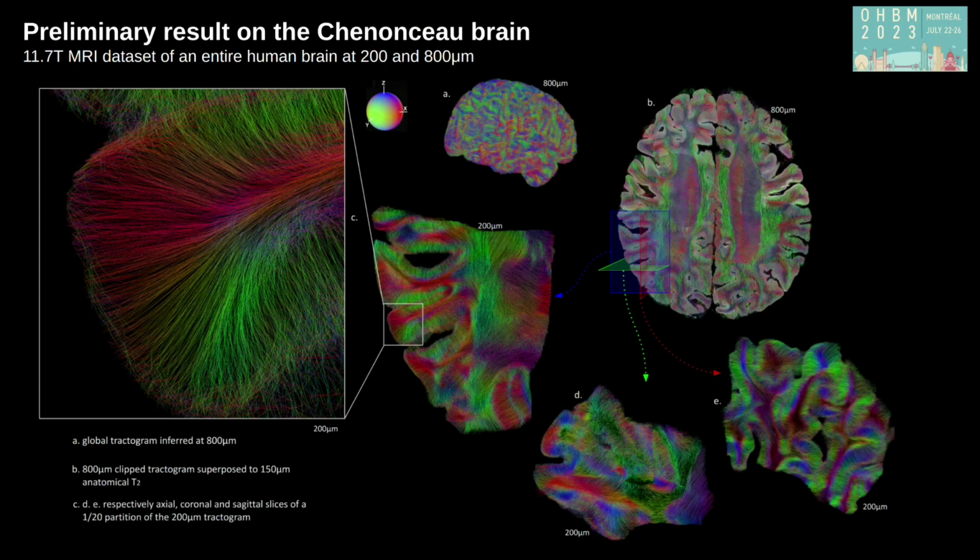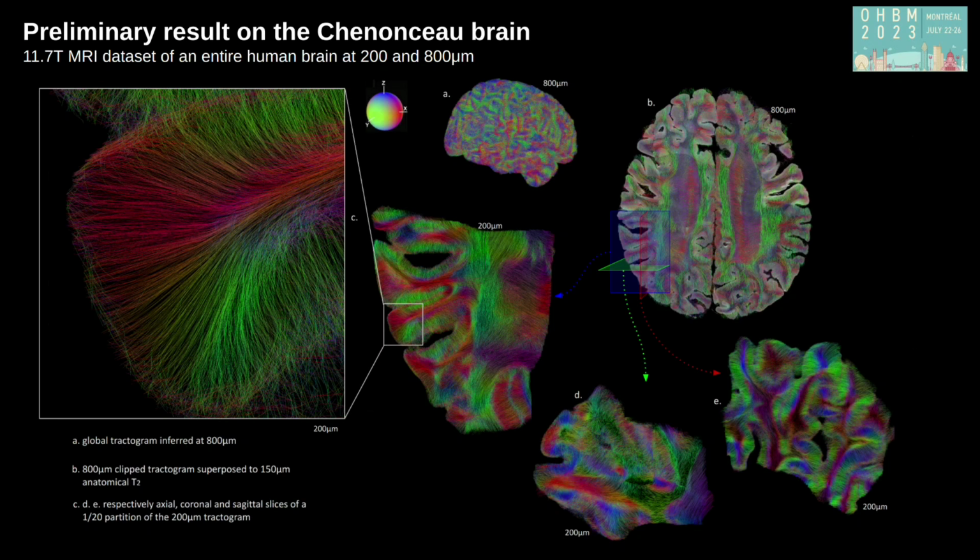We tested our algorithm on the Chenonceau brain dataset, an ex vivo 11.7 Tesla full human brain at 200 micrometer isotropic resolution. As you can see, we obtain a really fine level of detail and, thanks to the combination of both high resolution and global tractography, we managed to tackle the gyral bias by finding very nice sharp turns in the gyri without adding any anatomical constraint.